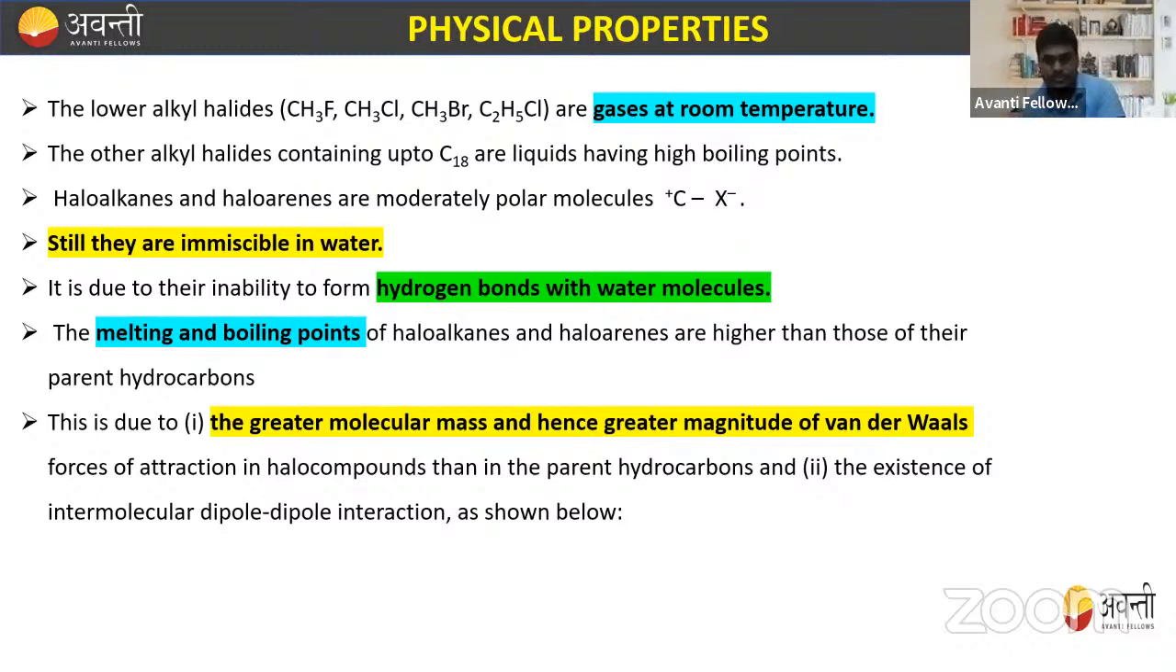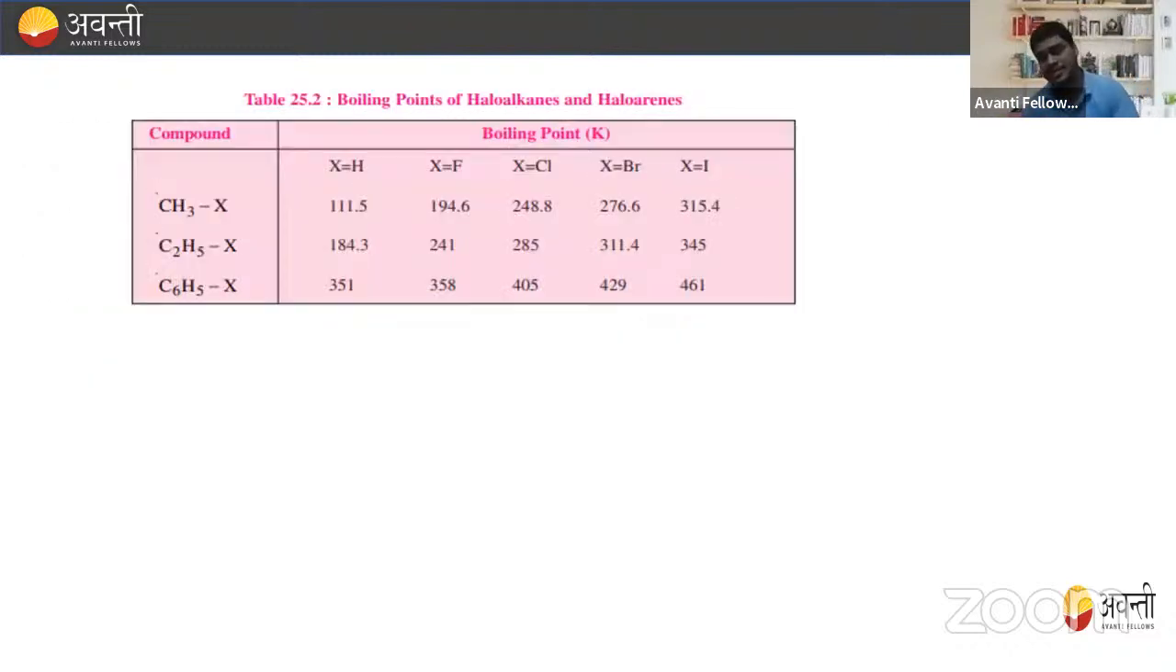Now, the second one is the existence of intermolecular dipole-dipole interaction as shown below. In this, the dipole-dipole interaction is also possible between the halogen atoms. So these are the boiling points of haloalkanes and haloarenes. Now if I'm comparing the boiling points of fluoro, chloro, bromo compounds with the hydrocarbon, in the first we have a hydrocarbon, right?